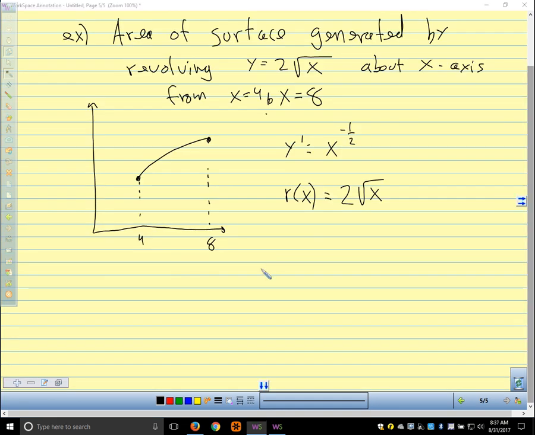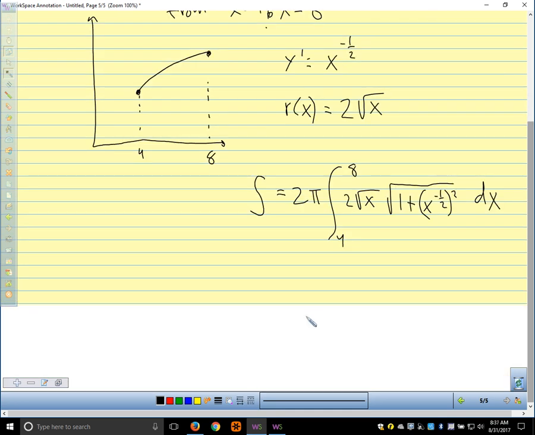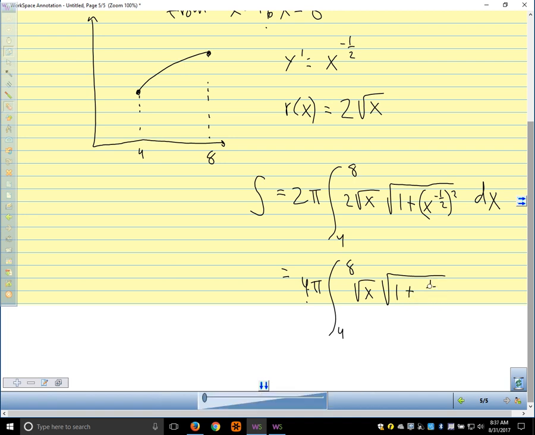So our surface area is going to be 2 pi integral from 4 to 8 of our radius, 2 square root x, times our slant height, which is the arc length along there, square root of 1 plus f prime squared, x to the minus 1/2 squared, dx. This is nice because I get to show you, or remind you of, this little trick. I'm going to write this as 4 pi square root of x, square root of 1 plus 1 over x, x to the minus 1.